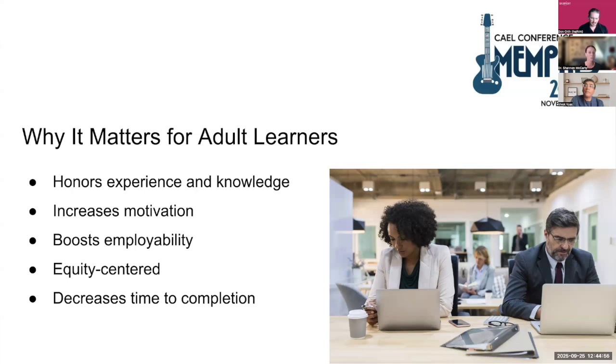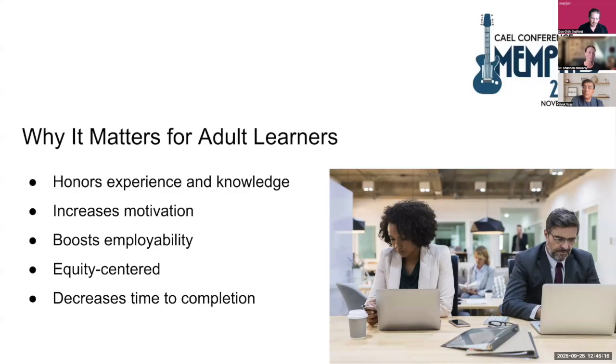And so we really promote the human dimension. So helping students identify what they're bringing to the table, their capabilities, and the context of their learning. And then decrease time to completion. For adult learners, they want efficiency.